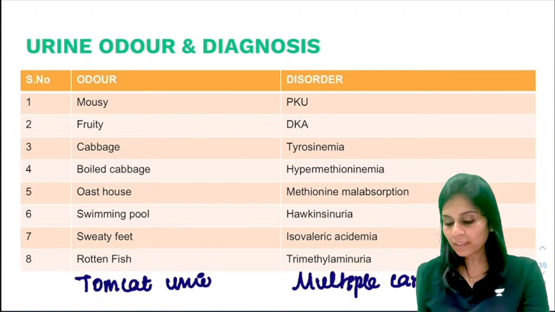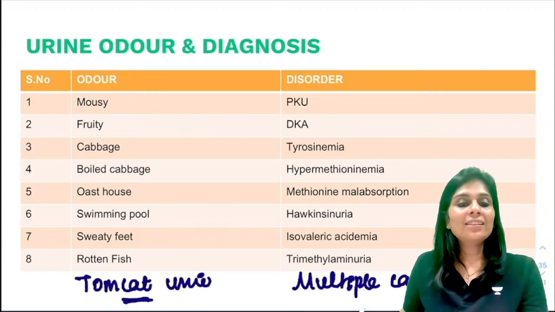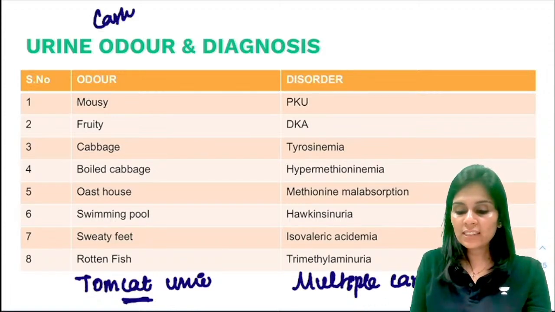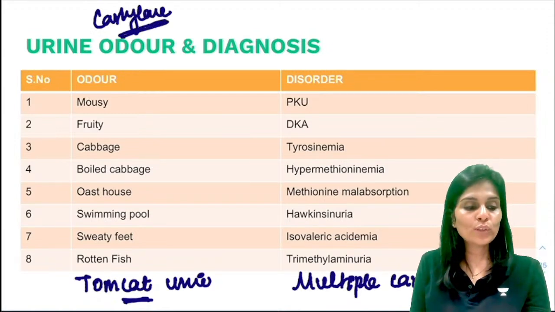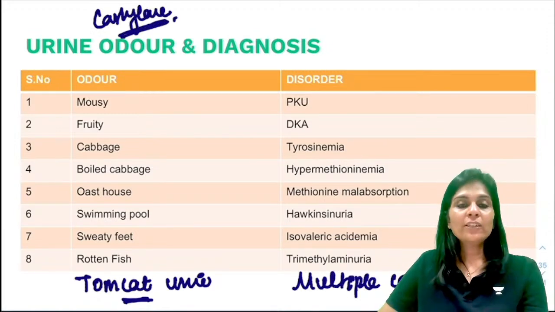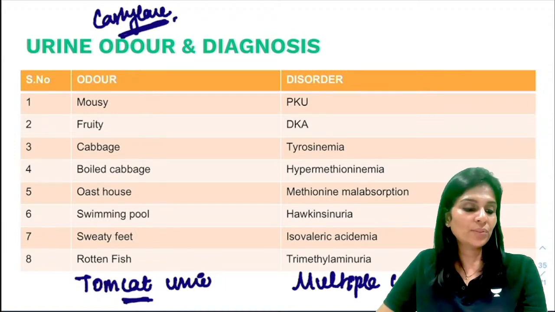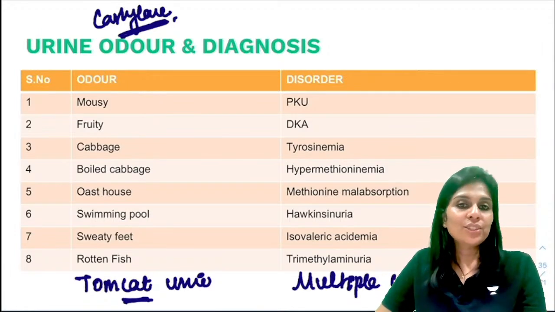How do we remember it? Cat. Cat has got CA and it is caused by what? Carboxylase deficiency, multiple carboxylase deficiency. Okay, so fruity odor is a feature of diabetic ketoacidosis. Good, Aishwarya. Thanks for reminding Aishwarya and Yogesh Kumar about that condition.